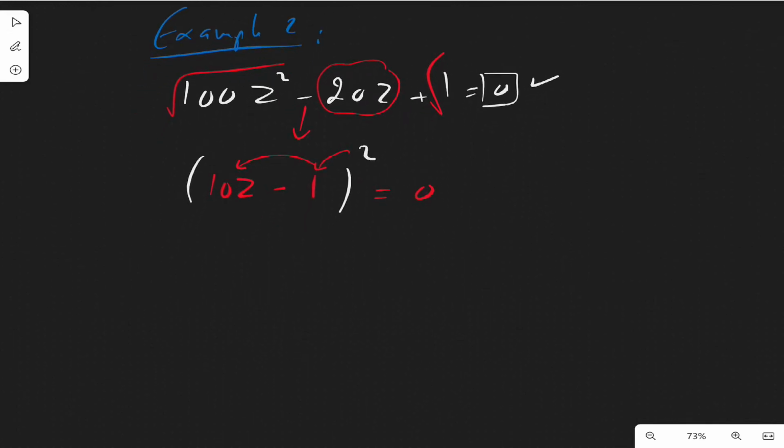So never mind about the power of 2. I solve it as 10z minus 1 equal to 0. Take it to the other side, 10z equal 1. Divide by 10. Divide by 10. Then z is equal to 1 over 10.